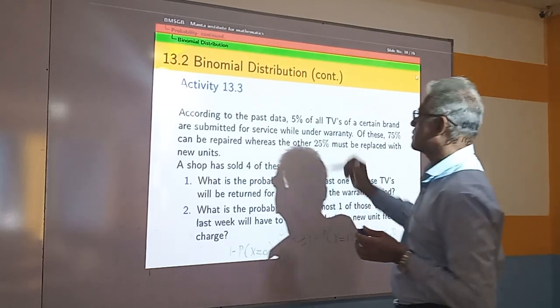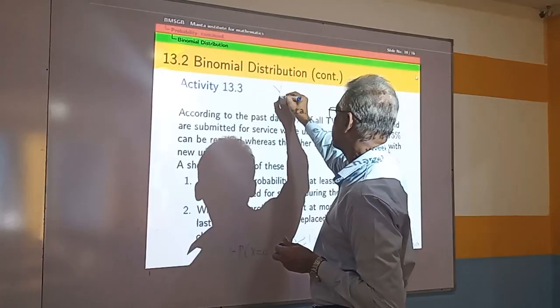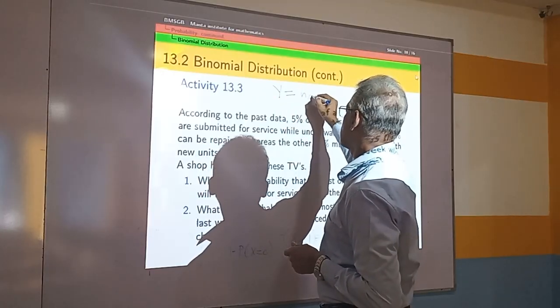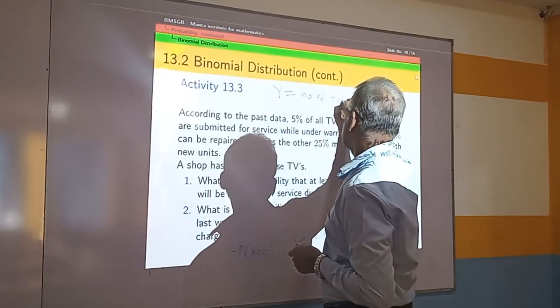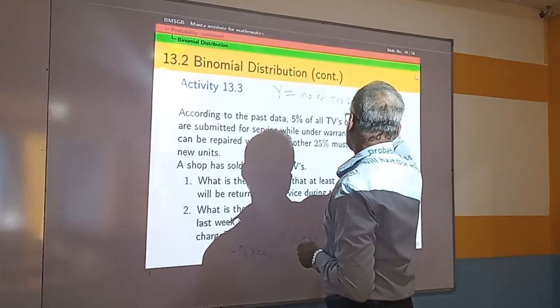So now we are interested in a different random variable. We can say, for example, Y. Y is the number of TVs that will be replaced.